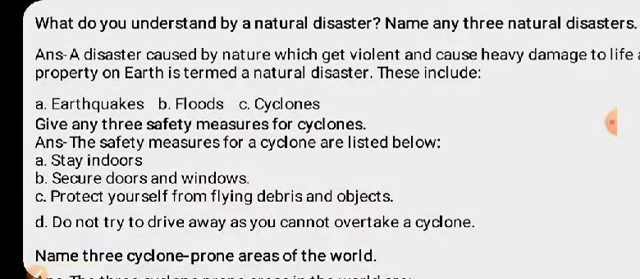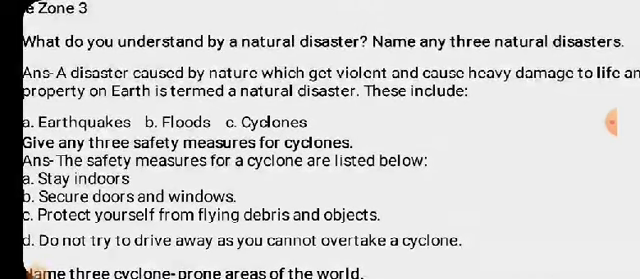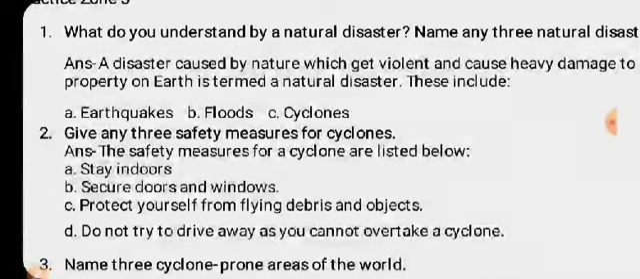Next is, what do you understand by the natural disasters? These are the disasters which occur naturally. Disasters caused by the nature which get violent, causing damage to life and property, are called natural disasters, such as earthquake, floods and cyclones. These are the disasters which occur by nature, right? So there is no role of human being in these, so these are the natural disasters.